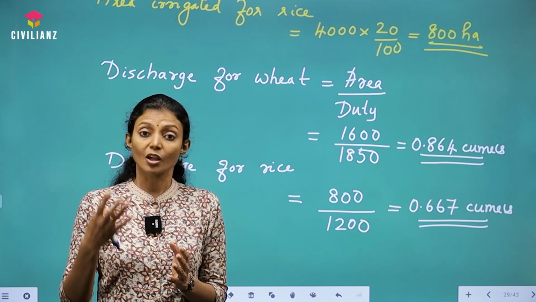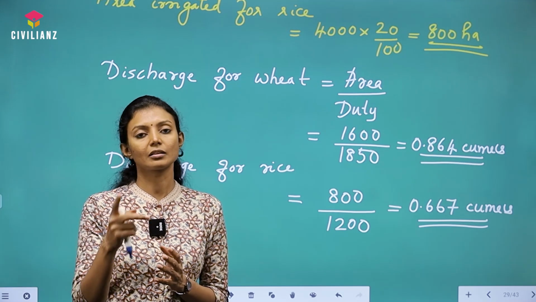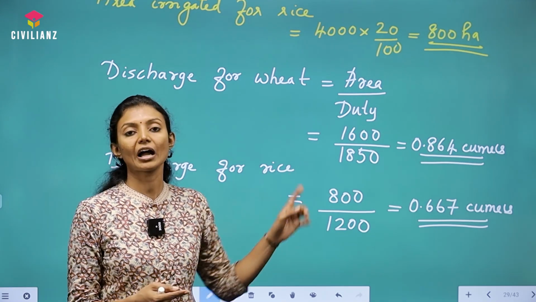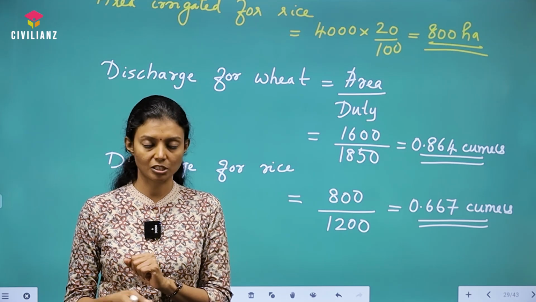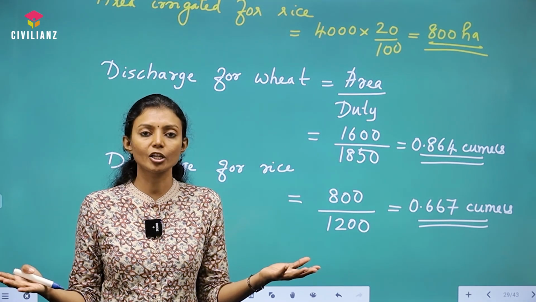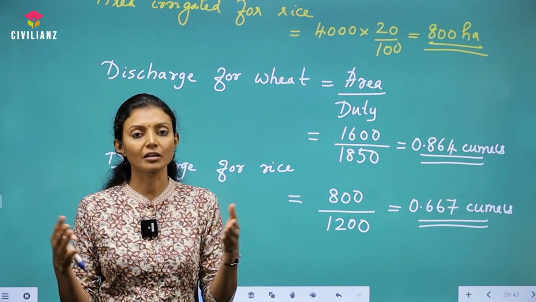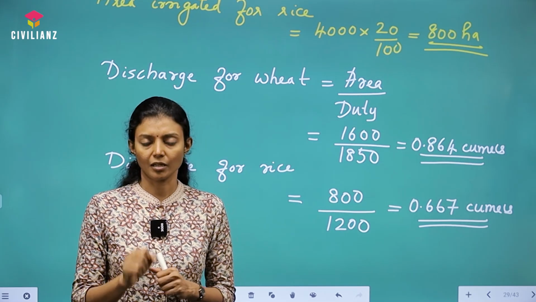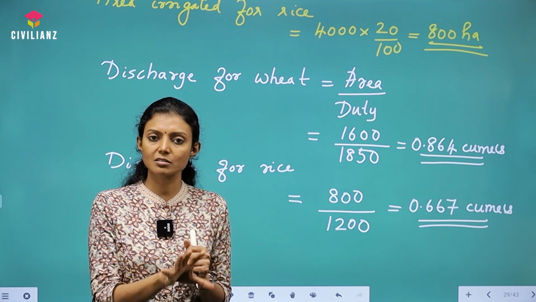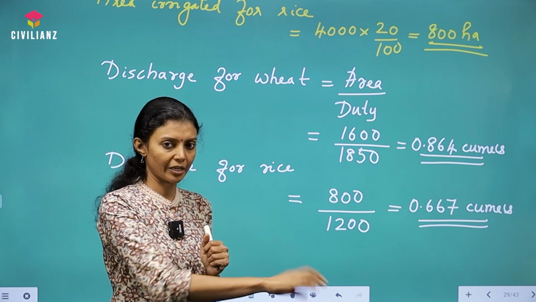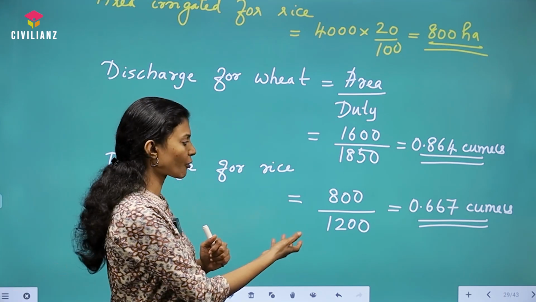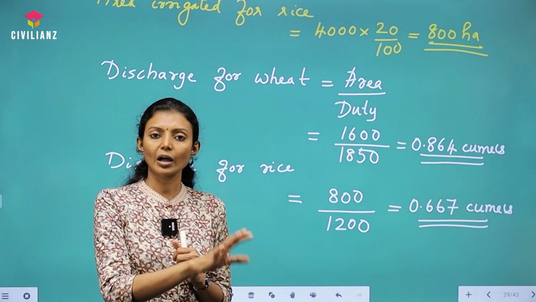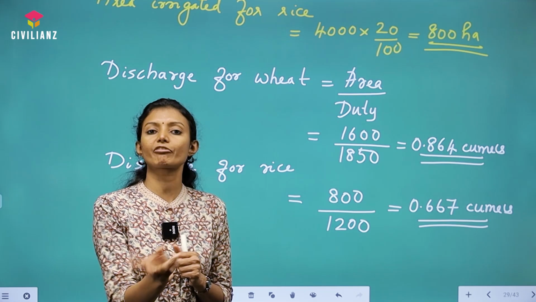So if it was wheat and mustard, then the case would be different. You have to take the sum of both the discharges. But since this is provided during 2 different seasons, you can take the maximum value. Got it? I hope it is very clear. You have to provide a discharge of 0.864 during rabi and during kharif you are providing only 0.667. So you are providing it during 2 different time zones.